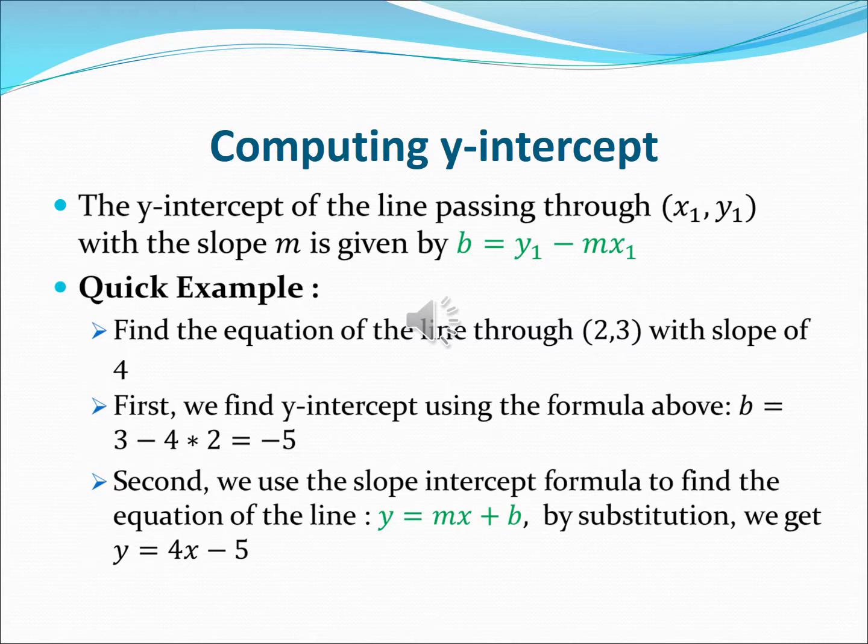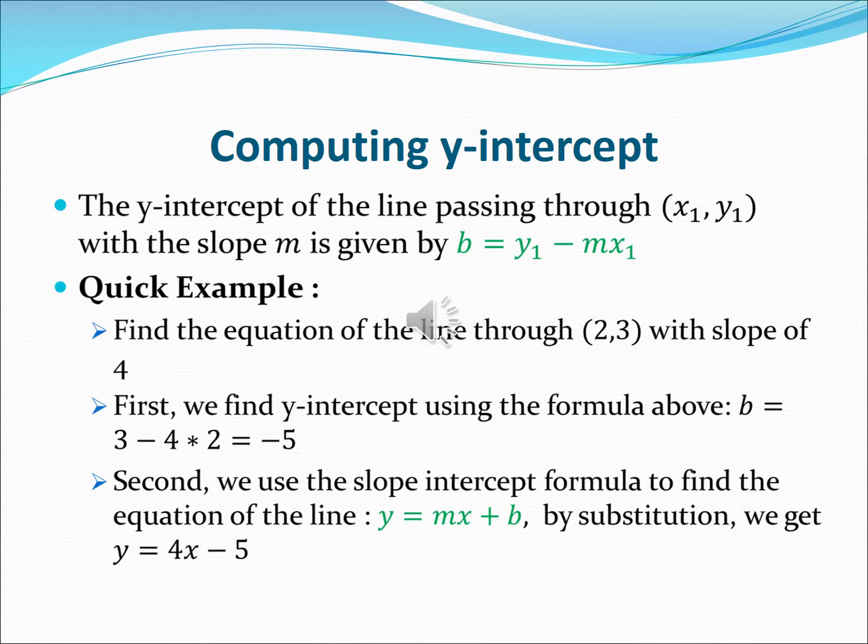Computing y-intercept. The y-intercept of the line passing through (x1, y1) with the slope m is given by b equal to y1 minus m x1. Quick example. Find the equation of the line through (2, 3) with the slope of 4. First, we find the y-intercept using the formula above. b is equal to 3 minus 4 times 2, which is equal to negative 5.